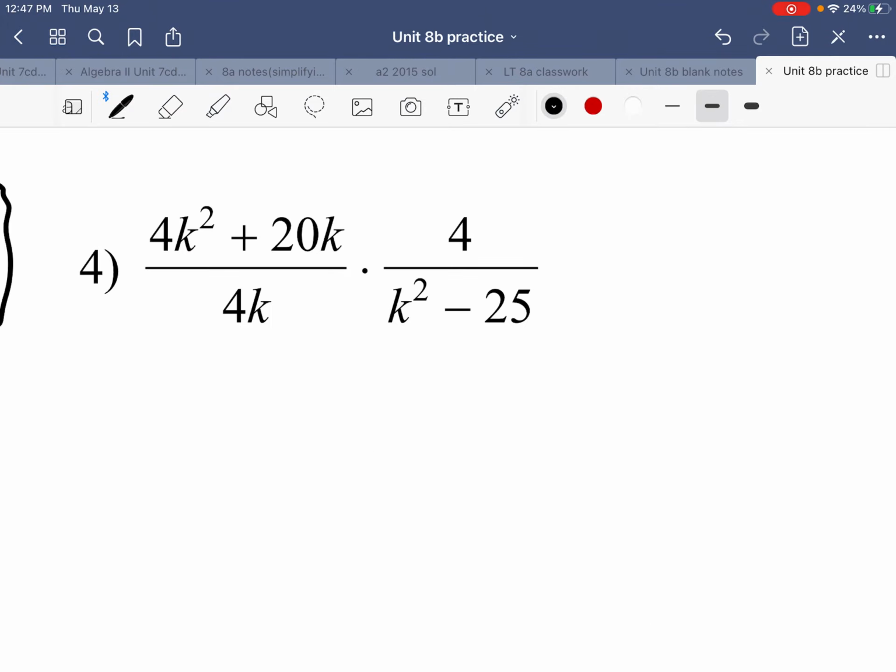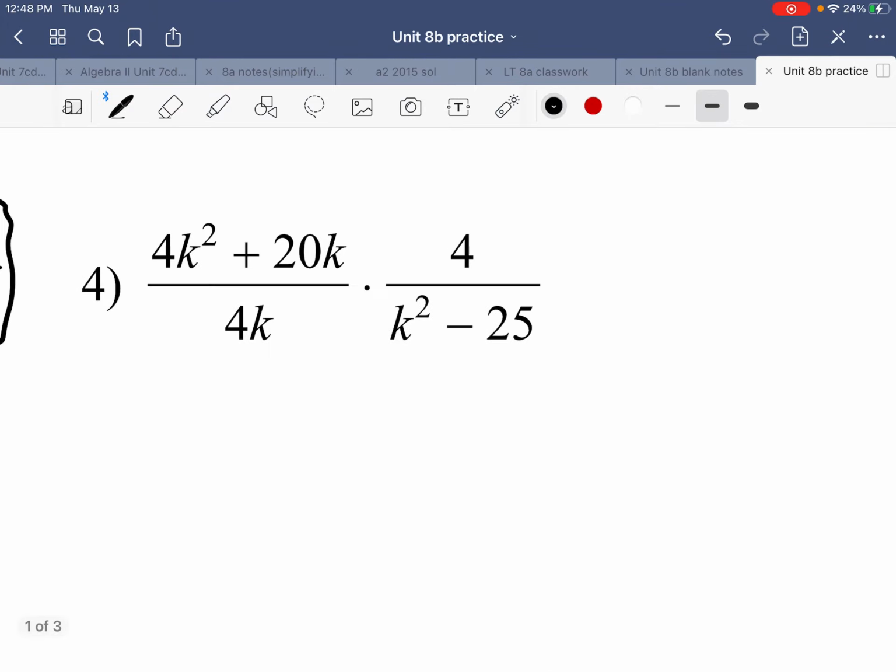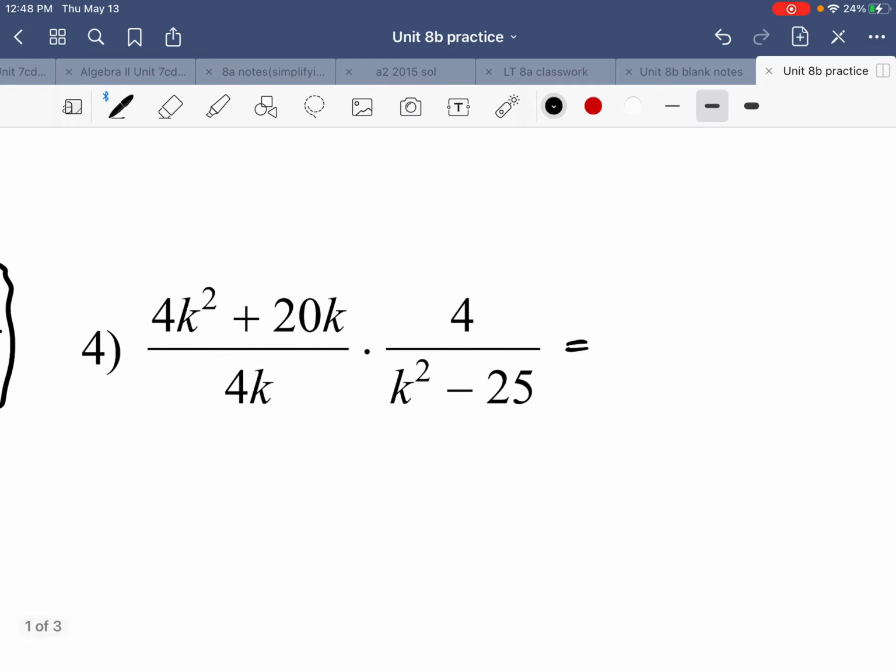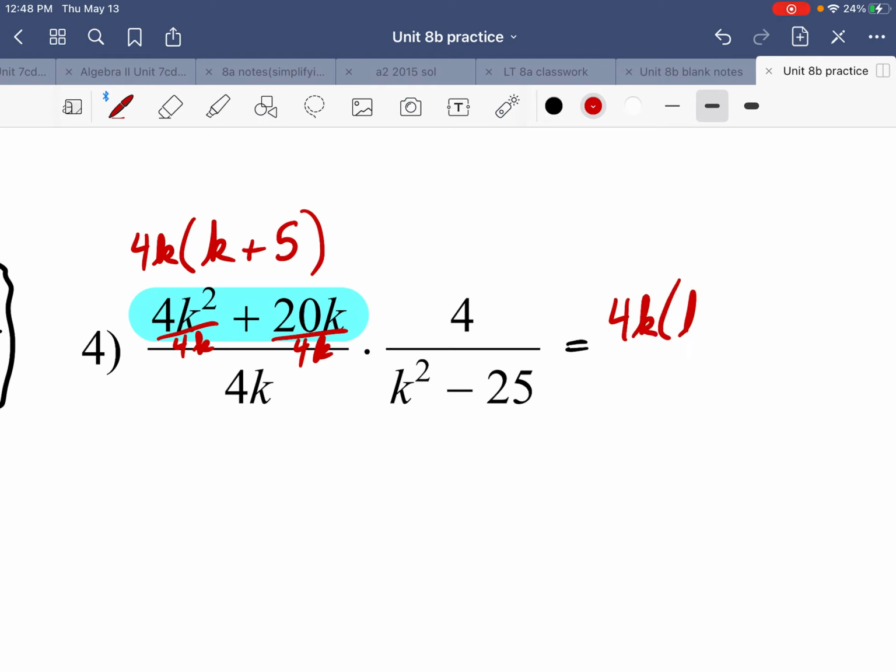Number 4. Let's factor. Factoring is fun. Looking at your first numerator, is there a greatest common factor? Yep. 4k. And so we do first term divided by 4k is k. 20 divided by 4k is 5. So 4k times k plus 5. 4k is a factor and k plus 5 is a factor.